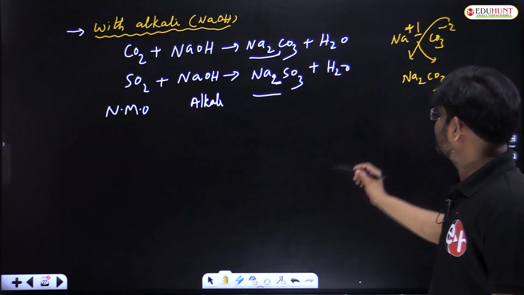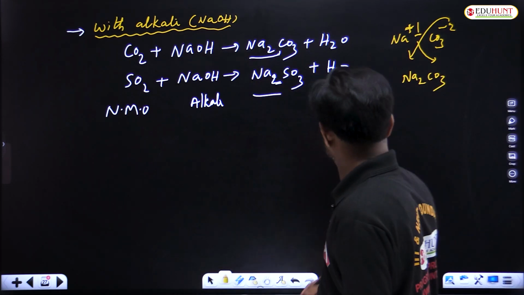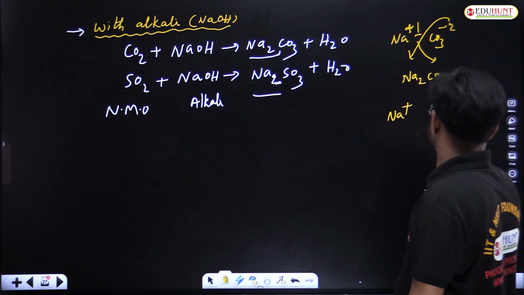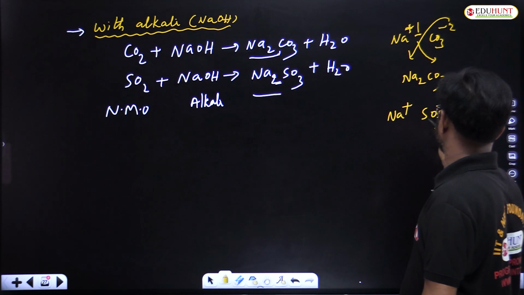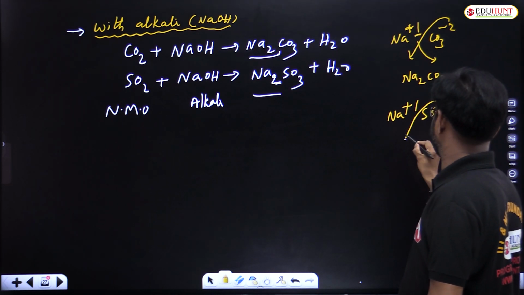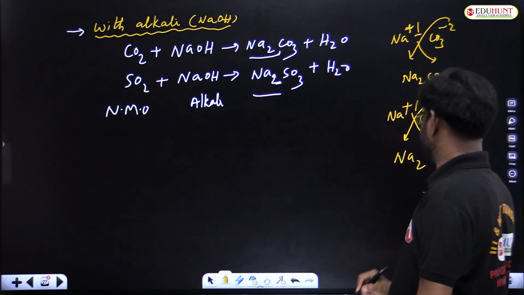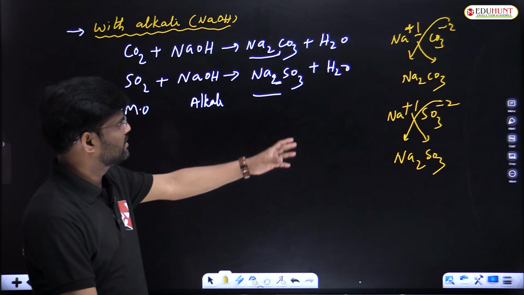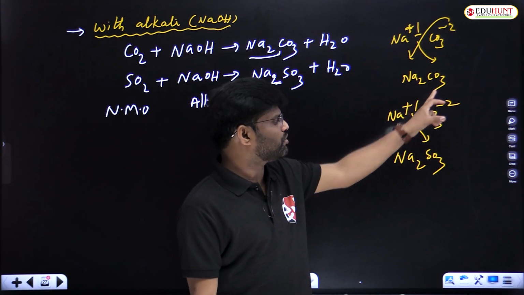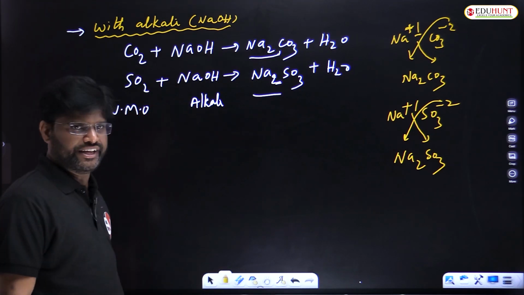Okay? Next, sodium sulfite, how have you written this formula? Sodium charge is plus 1 and sulfite charge is minus 2. So crisscross method gives Na2SO3. This is the crisscross method. Formulas Na2CO3, Na2SO3. This is about the non-metal oxides reacting with the alkali.